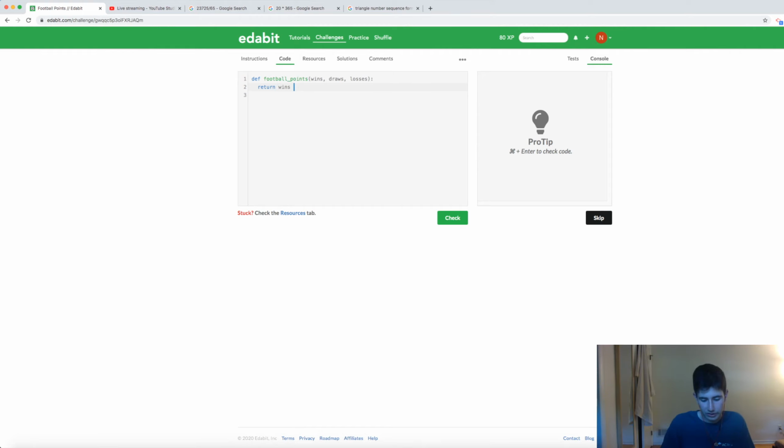So we multiply wins by 3, and then we multiply draws by 1. But the way we wrote it here is not the correct format. The correct format is to put these two in parentheses, as we would do in math, and add them. And that will get us football points. And we passed our test. And we'll submit the final.